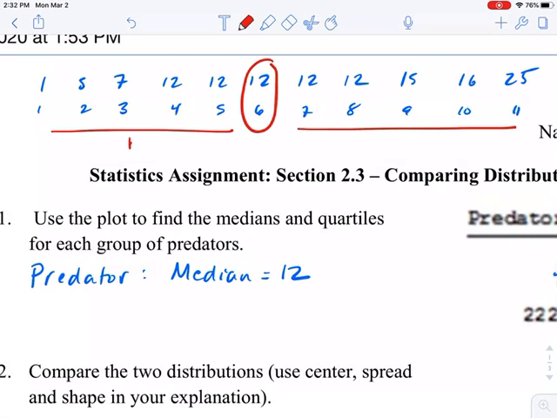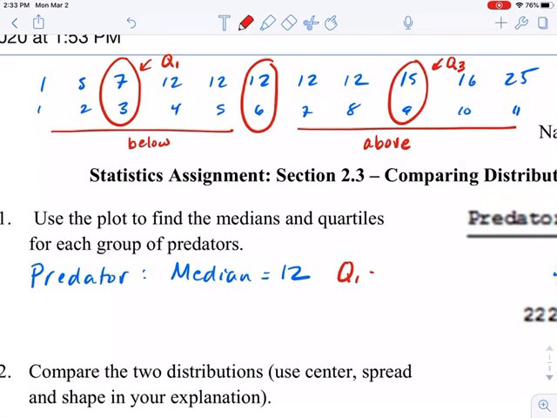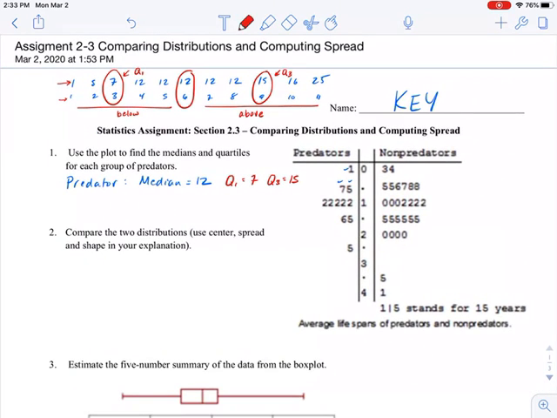Then to find my quartiles, I go to the numbers below the median, and I take the middle number of the numbers below the median. So the middle number of the first 5 numbers is 7. So this is my first quartile. Then I do the same thing with the numbers above the median. 15 is the middle number of the 5 numbers above the median, and that's my third quartile. So now I can write that down. The first quartile is 7, and the third quartile is 15. Remember, I'm looking at this top row of numbers. The bottom row is just me counting the numbers to make sure I'm doing this correctly.